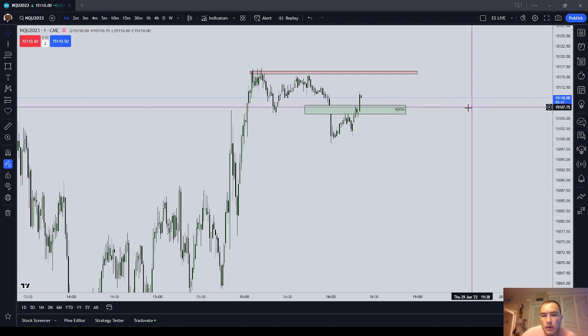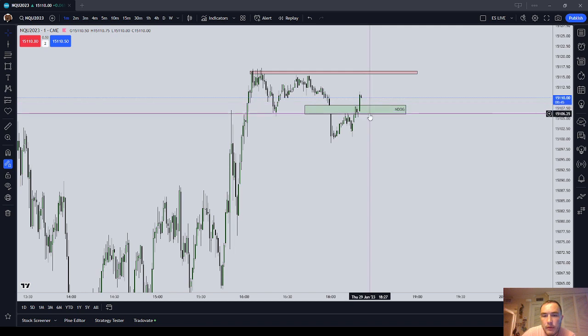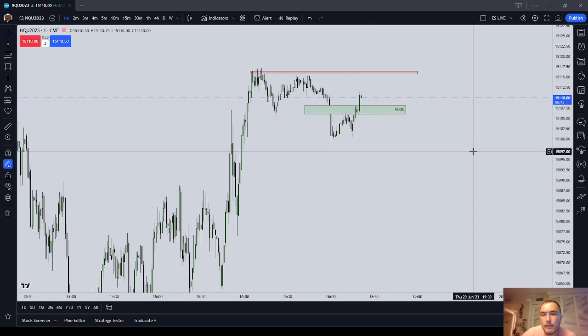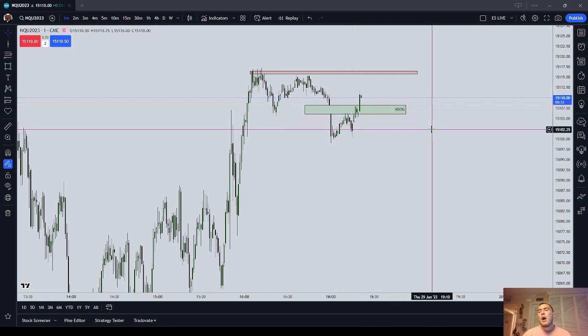Okay. We're also inefficient right here. So the new day opening gap can invert now. And of course my stop loss just could have been suboptimal. It's hard to say.